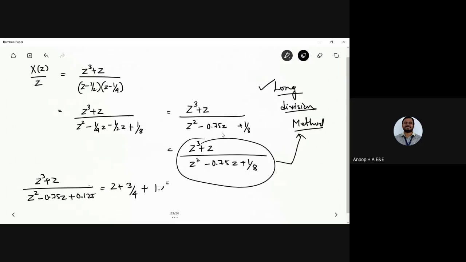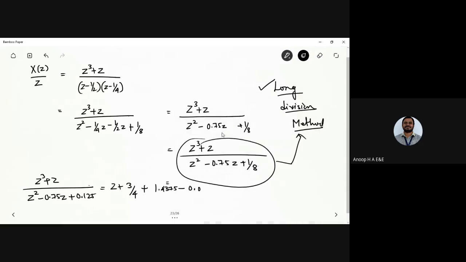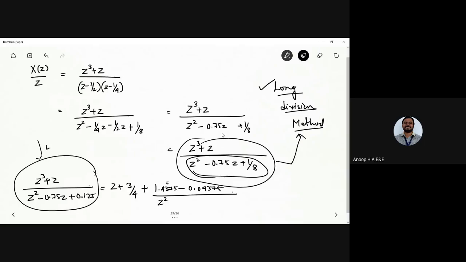Just a moment. 1.4375z minus 0.09375, dividing it by this denominator here. Because once you multiply it with the terms over here, you will get the same expression which is there on the left hand side. That's the reason. Yes, 1.4375z, good observation.